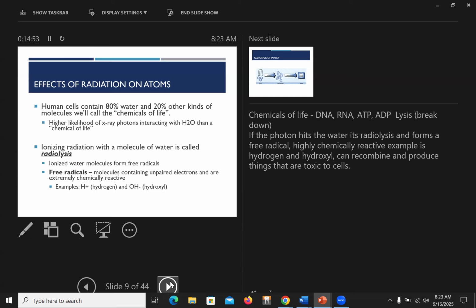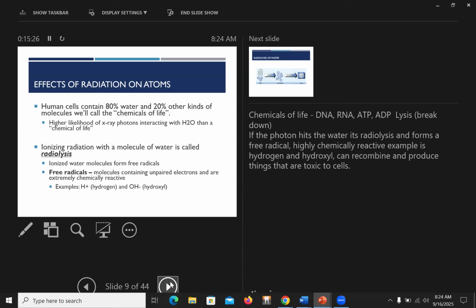And then the other percentage is made up of what I am just terming chemicals of life. The chemicals of life are like your DNA and ATP and all these other little things inside of us that have very specific functions. You do not need to have a memorized list of what the chemicals of life are. You just have to know that we're talking water and then we're talking chemicals of life. And that's all the other important stuff that's inside of our cell.